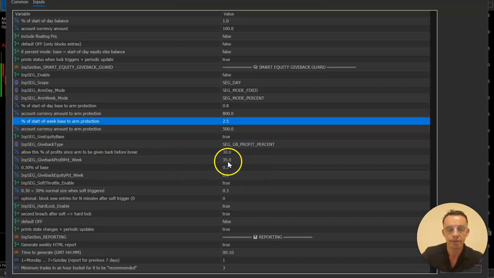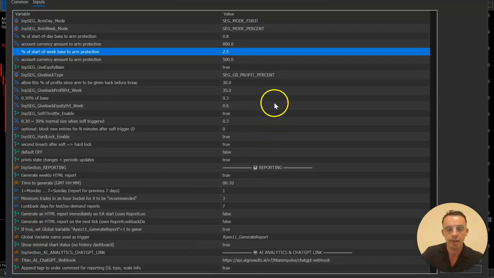Then the give back. So say you have that 800 threshold where it starts reducing trade size. You don't want to be giving back a certain percentage of that, say 20-30%. So if it drops to 700, it will literally just block trades for the rest of the day, profit 700 and get out of the markets. So that's how that section works.